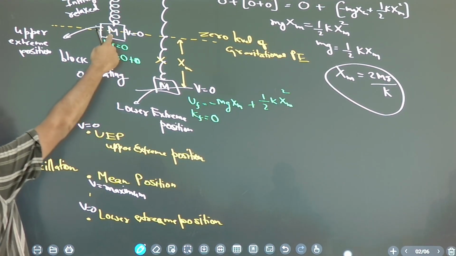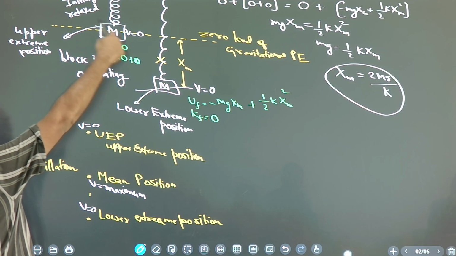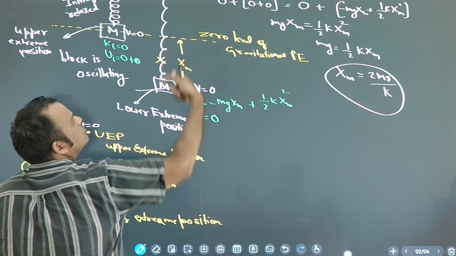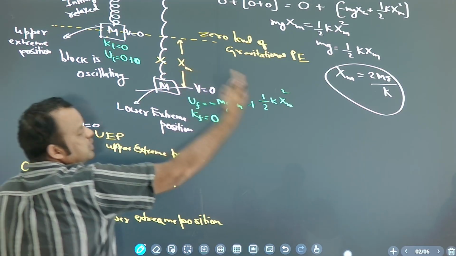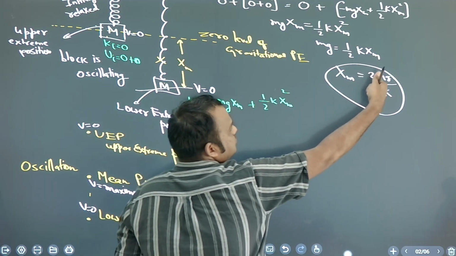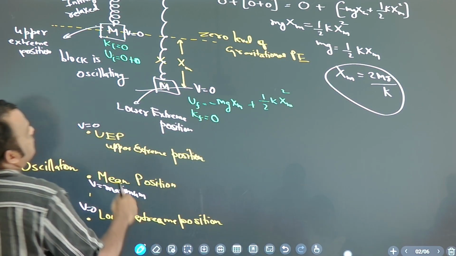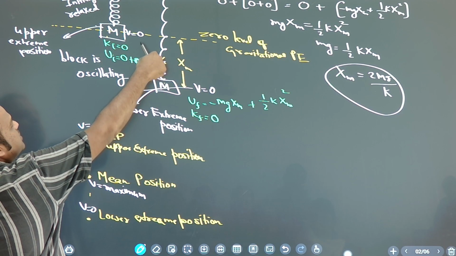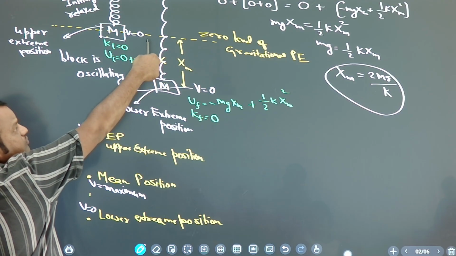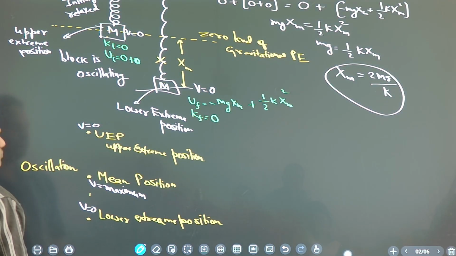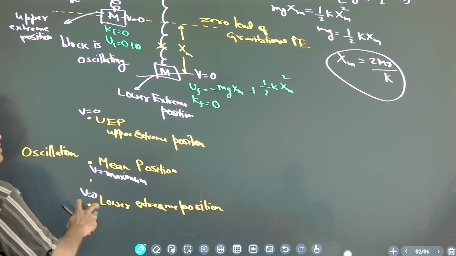Okay, what is the speed here? 0. What is the speed here? 0. And how much is this distance? Xm. And Xm is how much? 2 mg by k. Now I want to find maximum speed. So where is it? Here. Now how to find this? Let's find this.